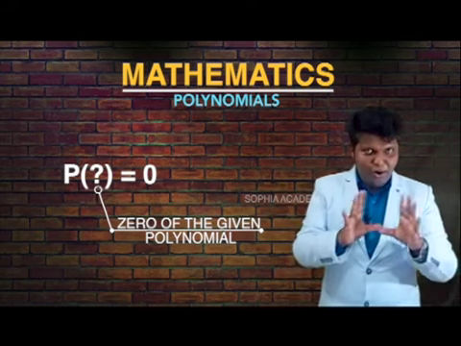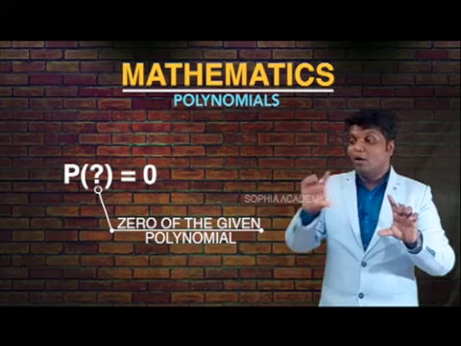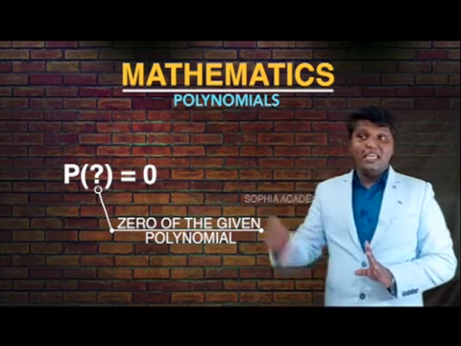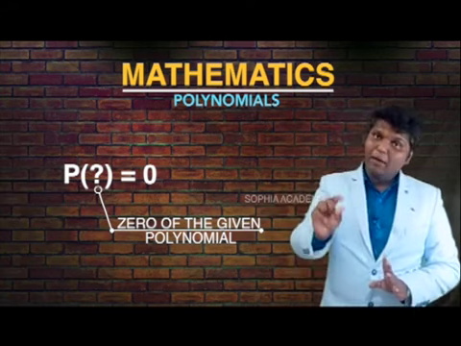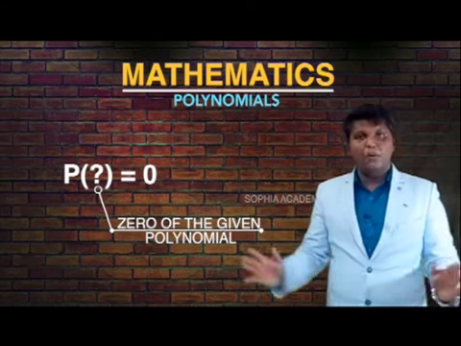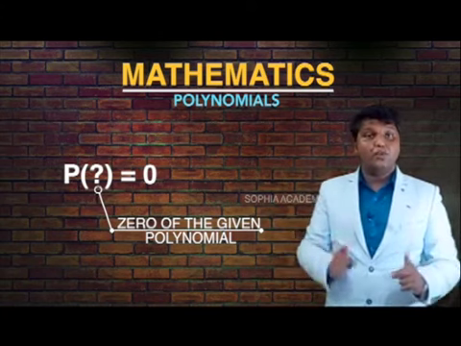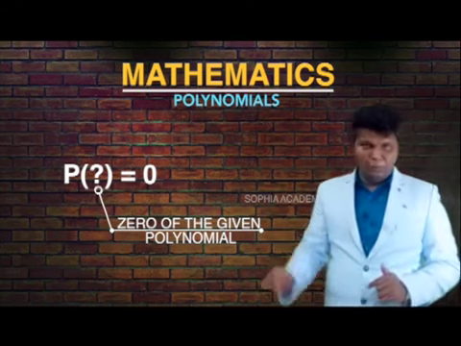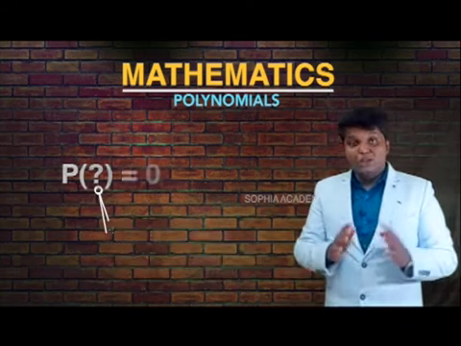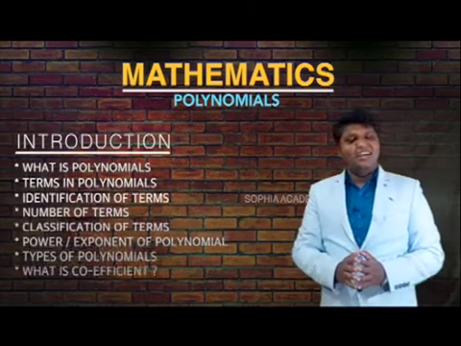I hope now you got the term, the meaning, zero of a polynomial. Zero of a polynomial means if you give that value inside that particular given polynomial, the total value of the polynomial will become 0, and that is why it is termed the zero of the polynomial, or it is called the root of a polynomial. Hope you understood. So this is the introduction part regarding polynomials.